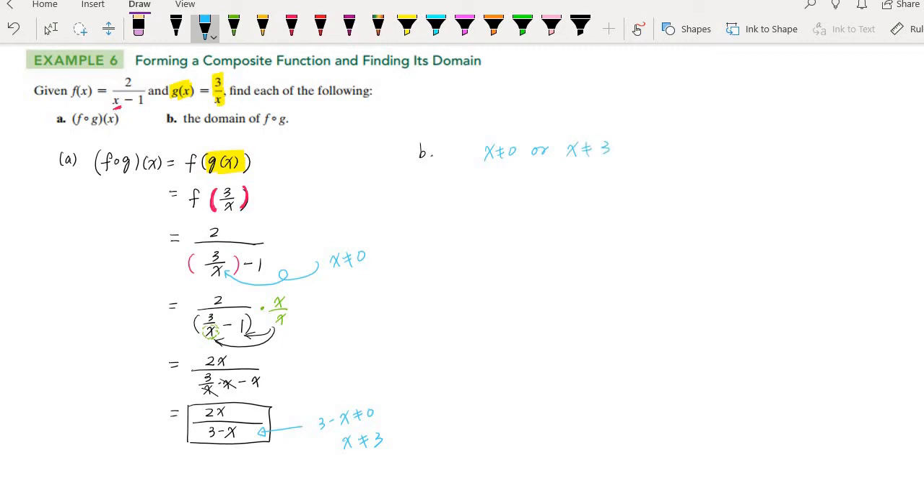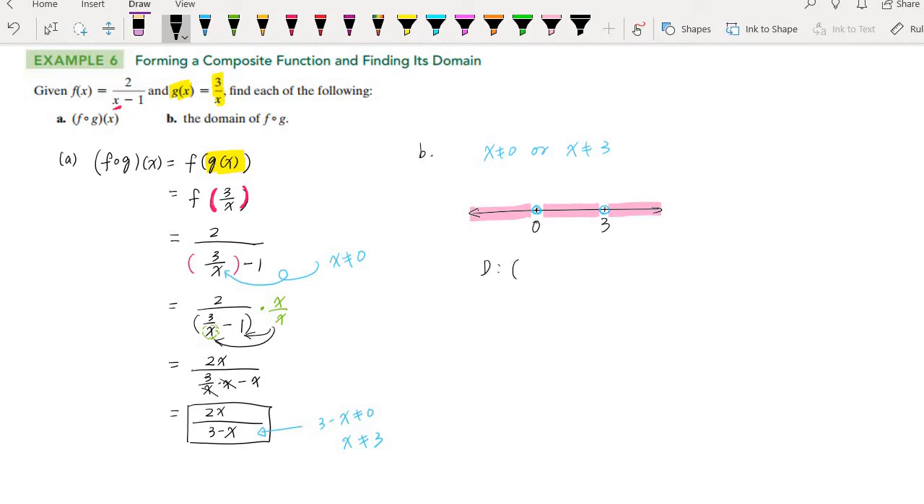Which means we have to exclude those points. I'm going to write this on a number line. It's the easiest way for us. If you're used to it, you don't have to do this anymore. We have to exclude 0 and exclude 3, which means we draw open circles. Everything else works. So now I can write my domain from left to right.